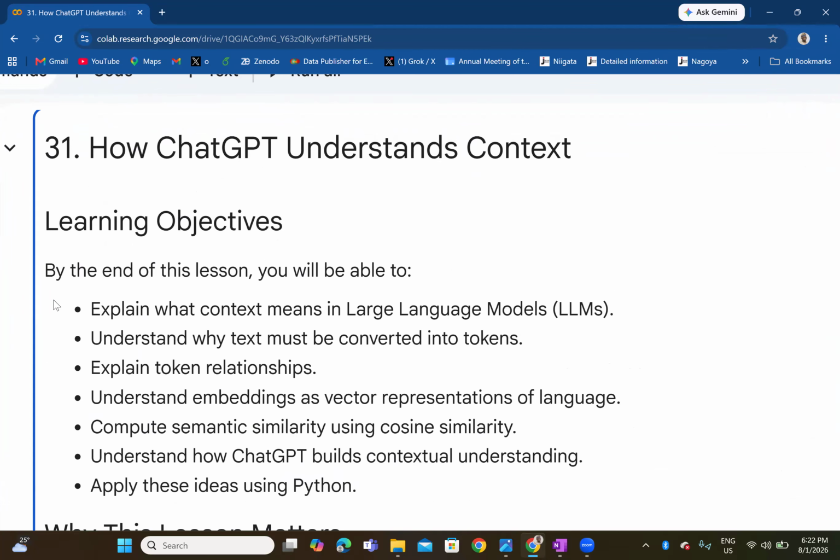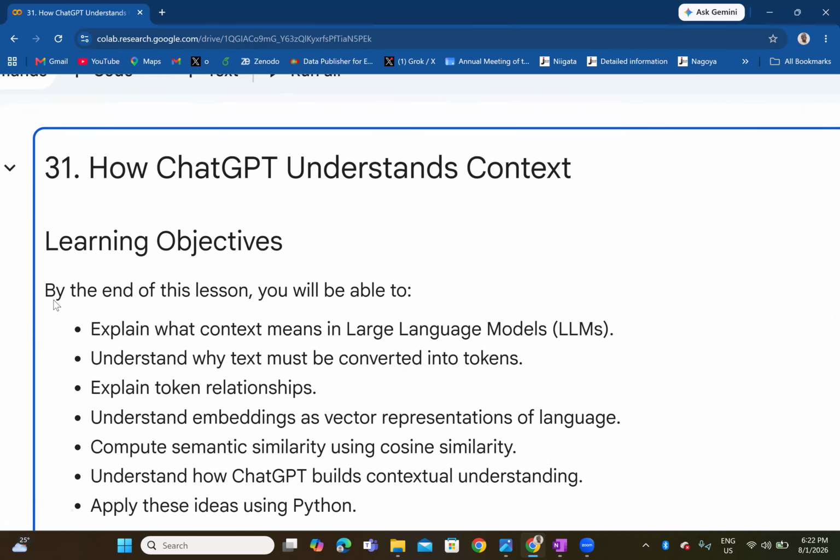By the end of this lesson, you'll be able to explain what context means in large language models, understand why text must be converted into tokens, explain token relationships, understand embeddings as vector representations of language, and compute semantic similarity using cosine similarity. We've done a lot of these things previously, but we just want to add more context to the whole thing. Then understand how ChatGPT builds contextual understanding and apply these ideas using Python.